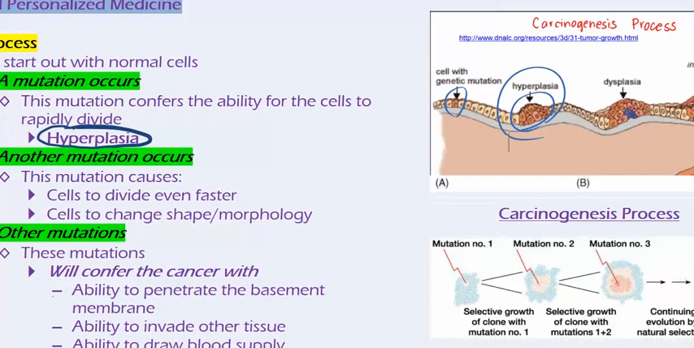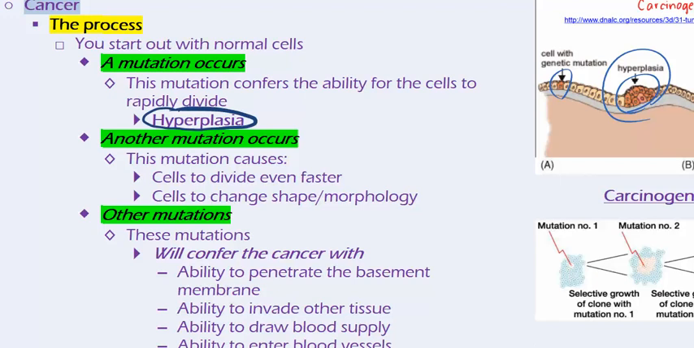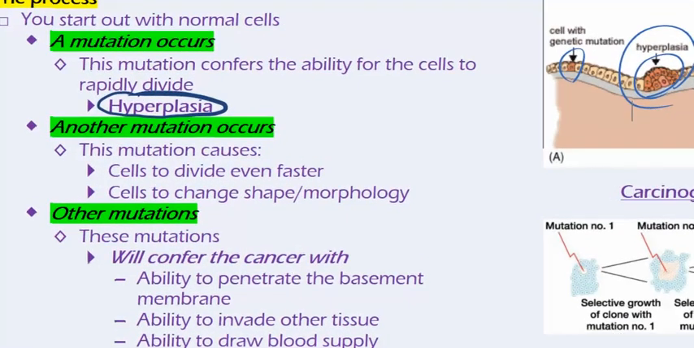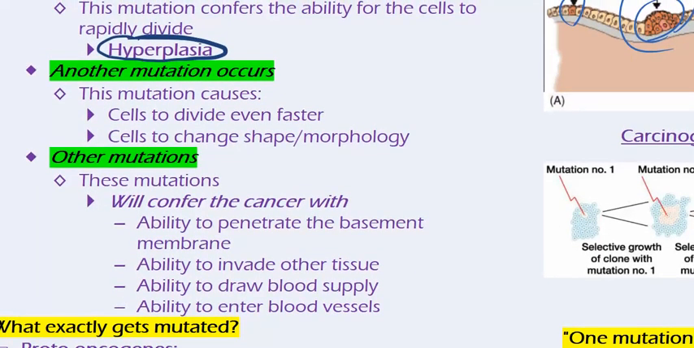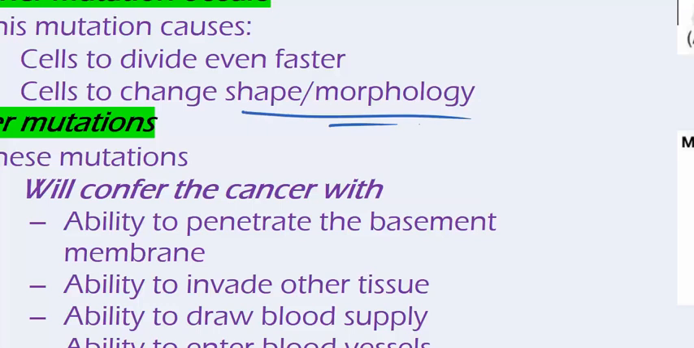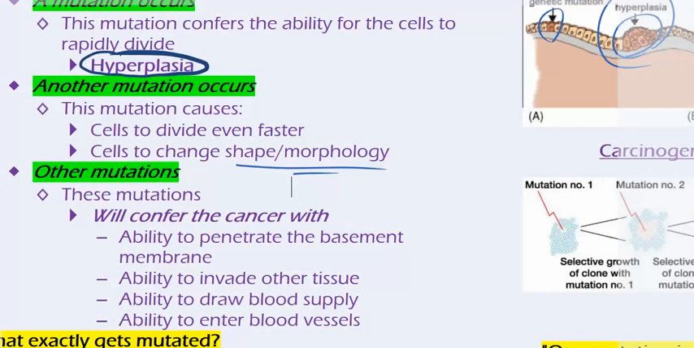Now with that first mutation, you get another mutation. Usually this second mutation could still cause more division, hyperplasia, but it could also lead to a change in the shape and morphology of the cell that is being created. Notice that the hyperplasia did not lead to a change in shape or morphology of the cell. But as more mutations occur, the normal cells are going to start to become abnormal and start having aberrant features.